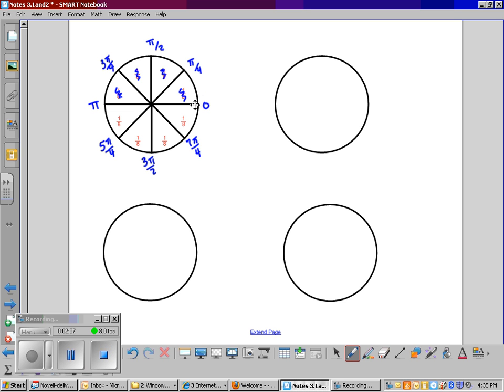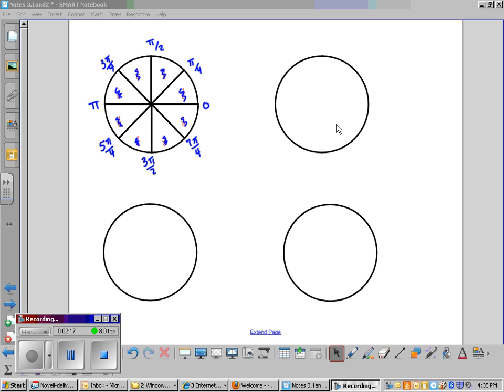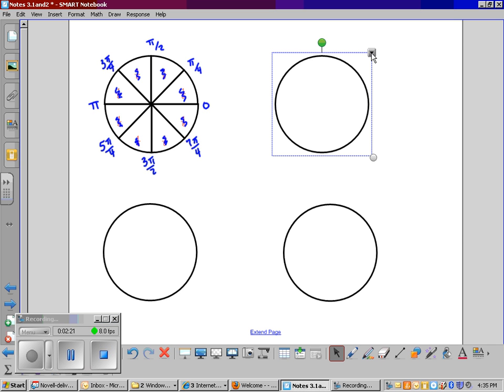If I get to 8 pi over 4, then I have all 8 pieces of the circle. 8 pi over 4 reduces to 2 pi, so I'm right back at the beginning at 2 pi. So 0 and 2 pi are coterminal angles. They end in exactly the same place.